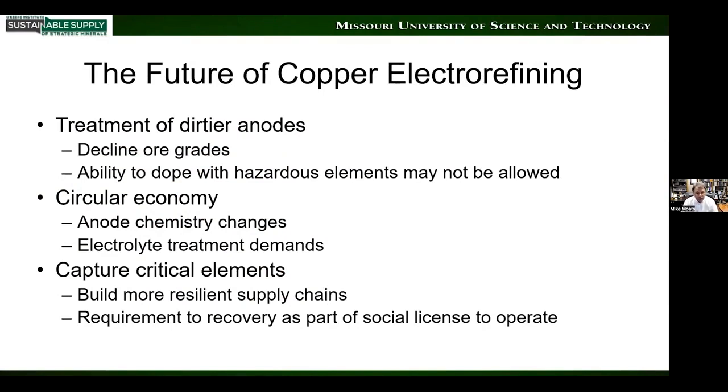As we look to the future and we see more circular economy, we're going to see anode chemistry changing as we see more copper scrap in the copper supply chain. This will require more electrolyte treatment demands. Finally, the opportunity to capture critical elements. These build up in the electrolytes and in the anode supply. Ideally, this would allow us to build more resilient supply chains. And it may be that governments require this as part of the social license to operate in the future.